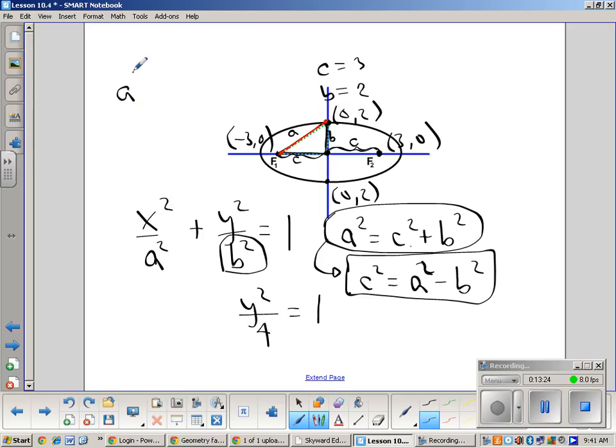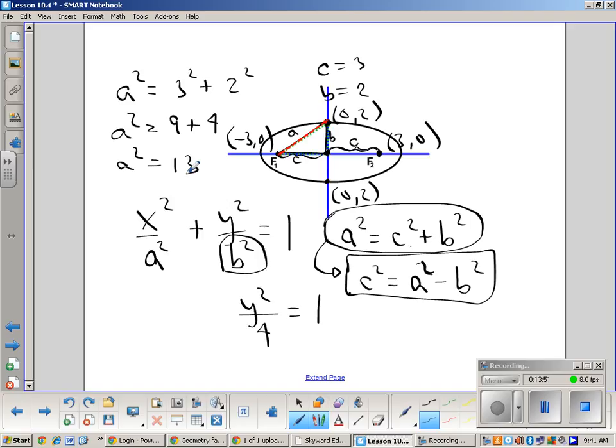What would it be? A squared is equal to C squared, which was what? C was 3, so that's 3 squared plus B, which is 2 squared. So we get 9 plus 4. So A squared is equal to 13. Now, I agree A is equal to the square root of 13.